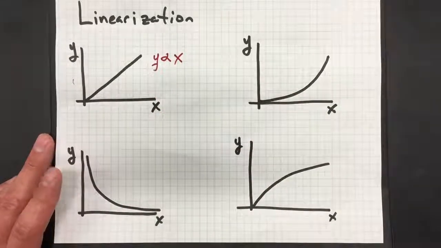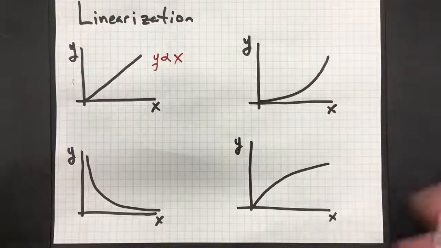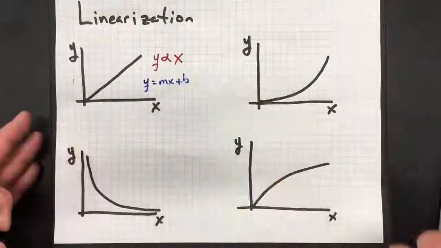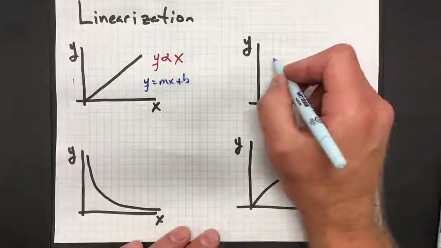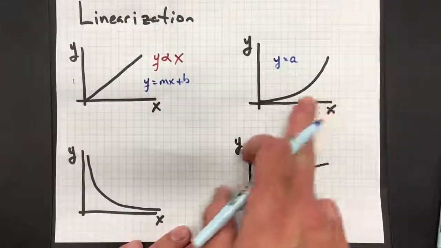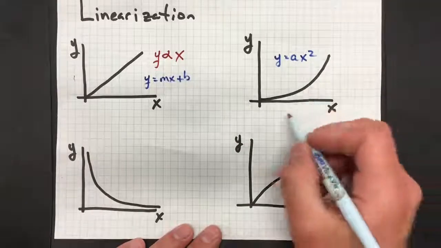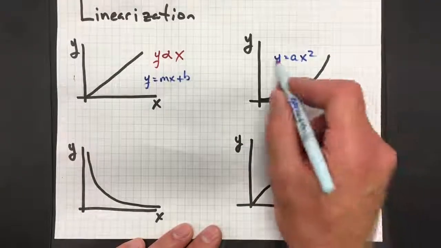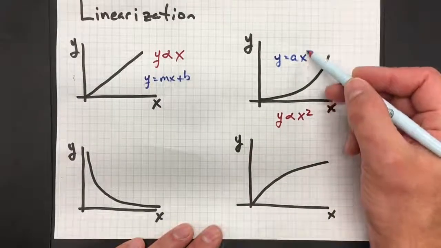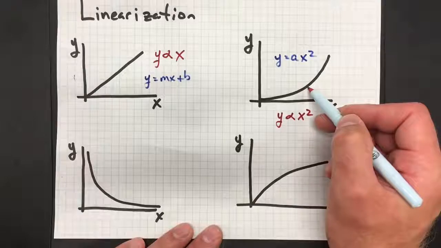With this type of graph, it has its own form of an equation, just like this graph over here has a form of the equation y equals mx plus b. Well, this equation is going to be y is equal to a, some other constant other than a slope, because this doesn't have a slope, x squared. So that y is proportional to x squared. So if I double the x value, the y value would increase by 4.